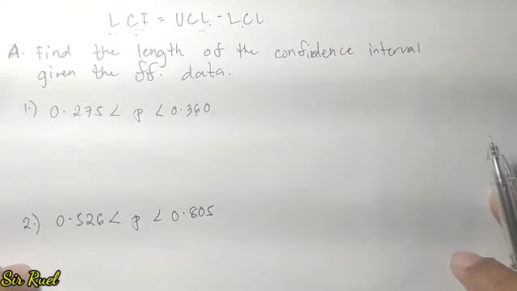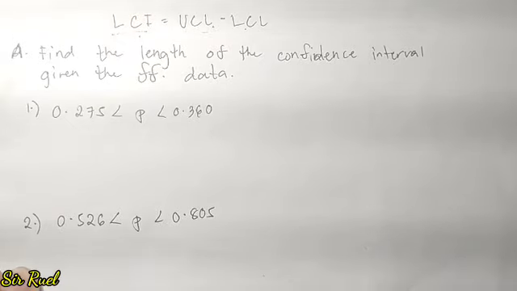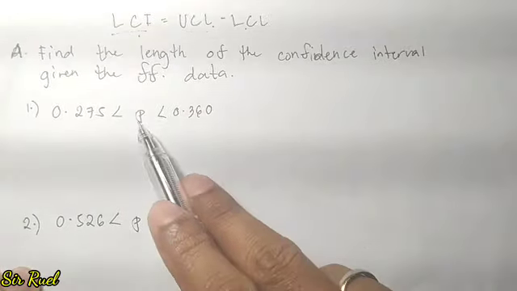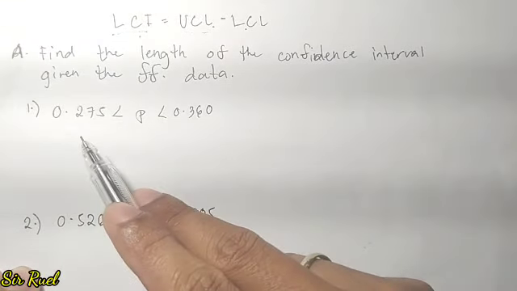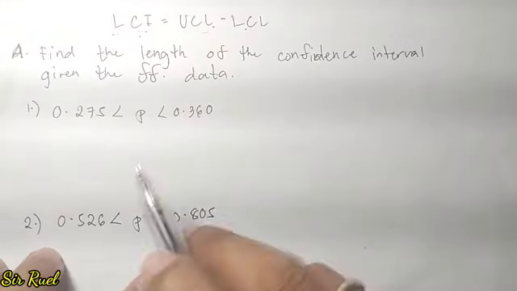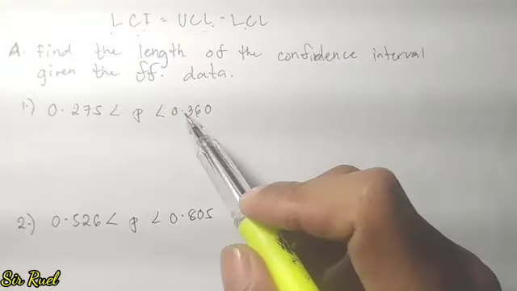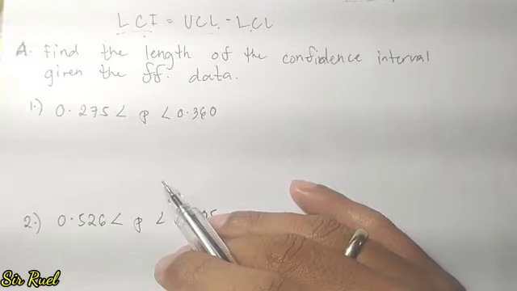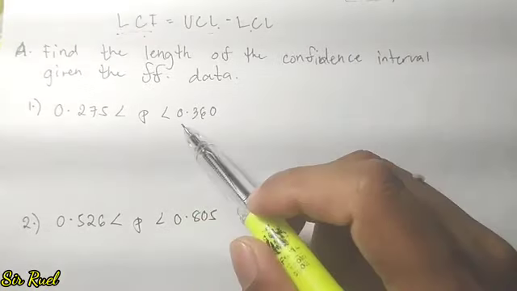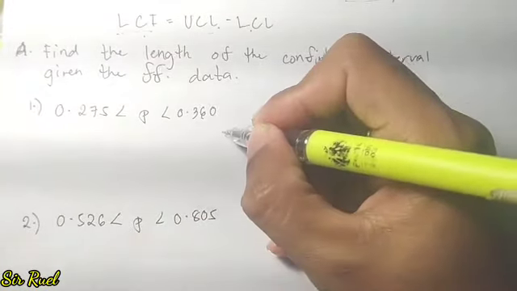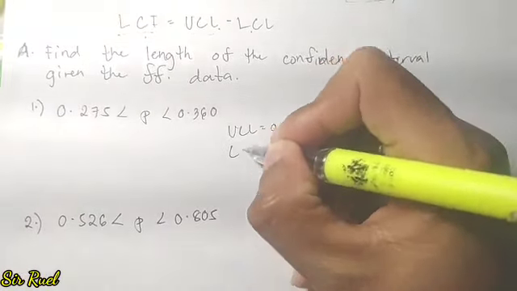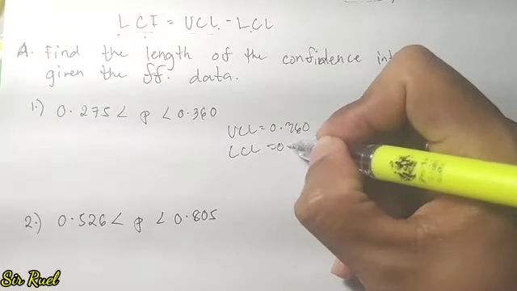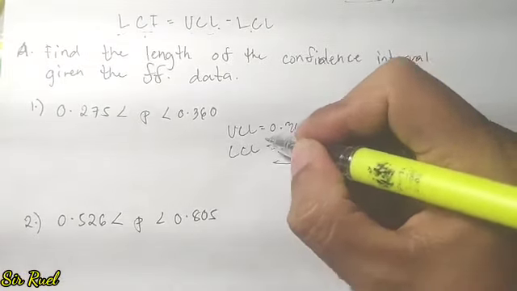Example. Find the length of the confidence interval given the following data. The proportion is greater than 0.275 and less than 0.360. Okay, so first thing you need to do is to identify the upper limit and the lower limit. So eto yung upper limit natin. We have upper limit, UCL, is 0.360. And the lower confidence limit is 0.275. So all we have to do is to subtract these two.